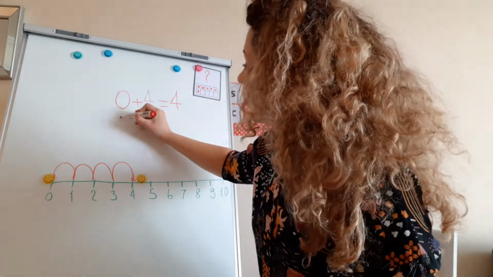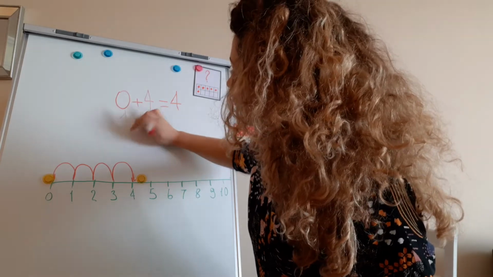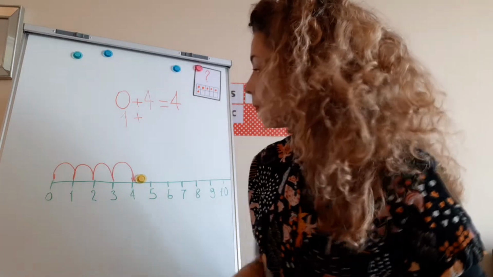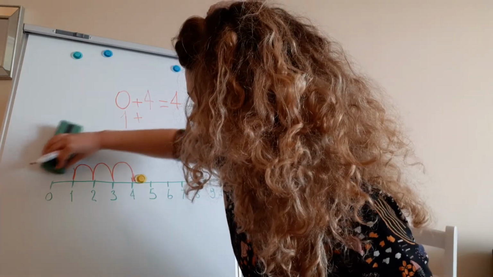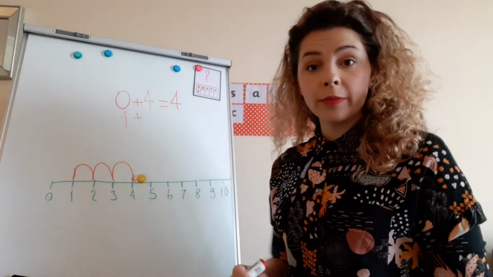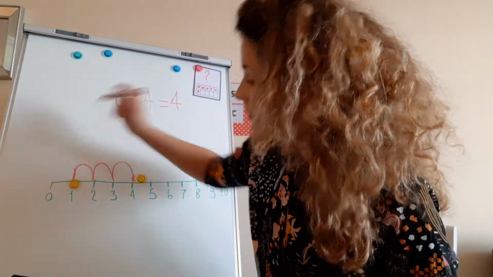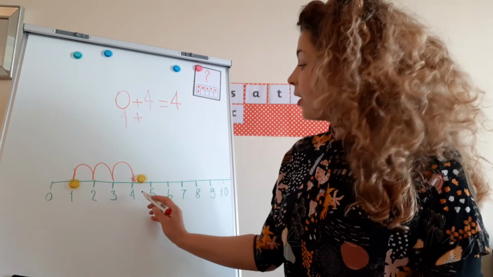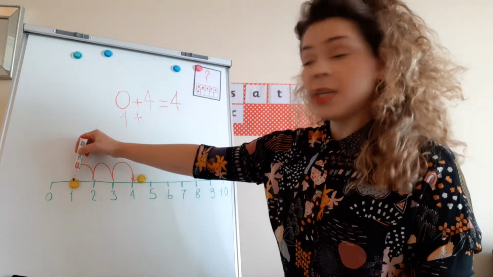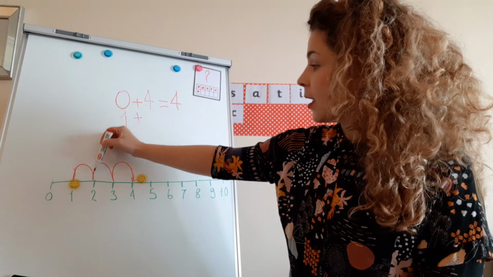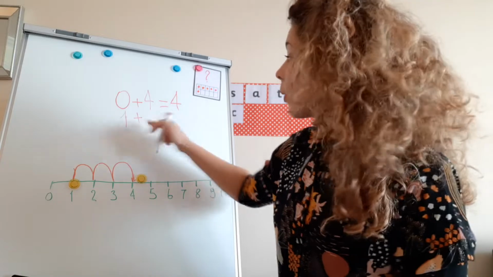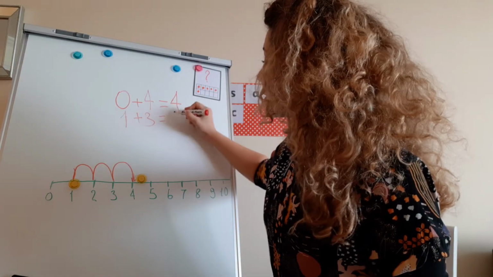Now, how about if we start from number 1? Let's start from here. Okay? We don't need this hop anymore. Okay? We are starting from number 1. Okay? And we want to finish at number 4. So starting from 1, we need to add 1, 2, 3 hops to get to number 4. 1 plus 3 equals 4.